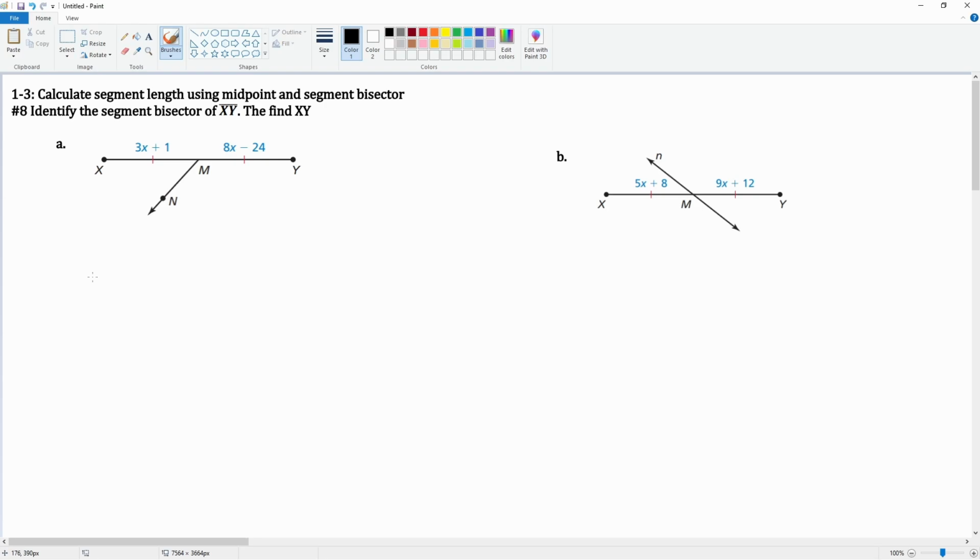1-3. Calculate the segment length using midpoint and segment bisector. Number 8. Identify the segment bisector of line segment XY, then find XY. Let's look at A here first.